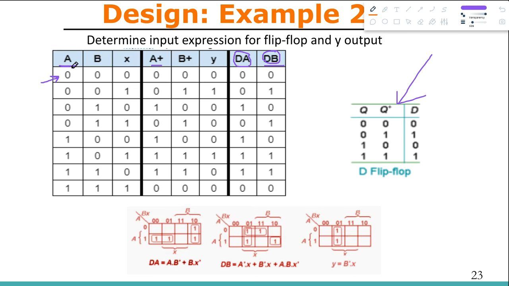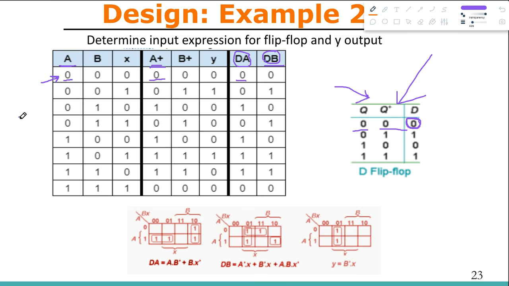here we can see the present state and next state, A and A plus, the values are 0 and 0. So we go back to the excitation table and we find out present state and next state 0 and 0, and we see what the input value is. So the flip-flop input is 0. Since the flip-flop input is 0, we write down 0 here.